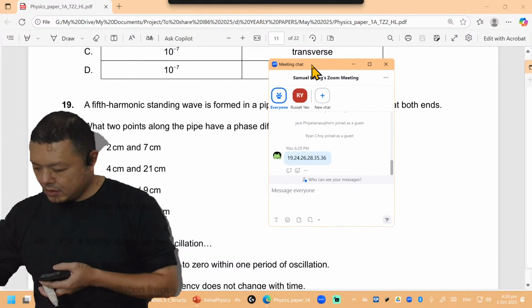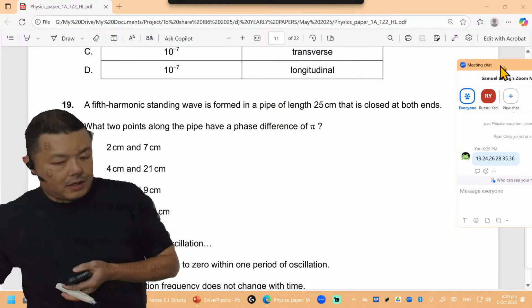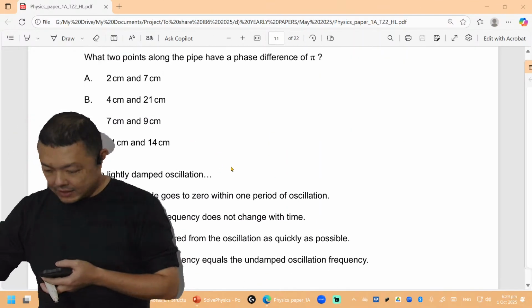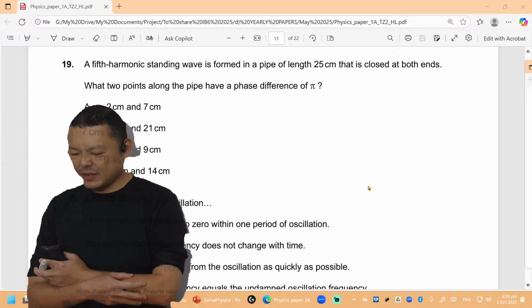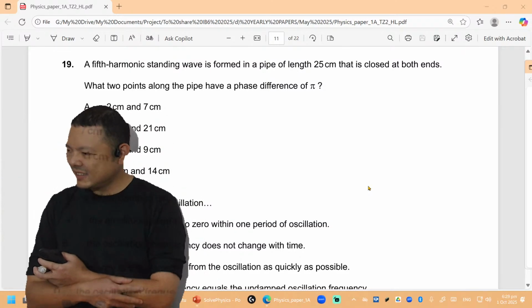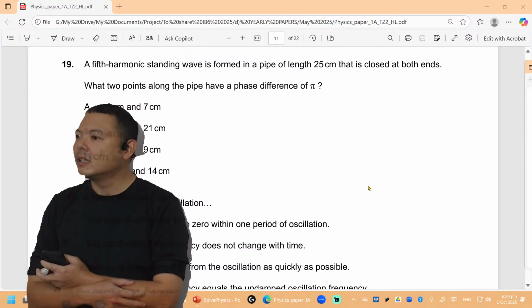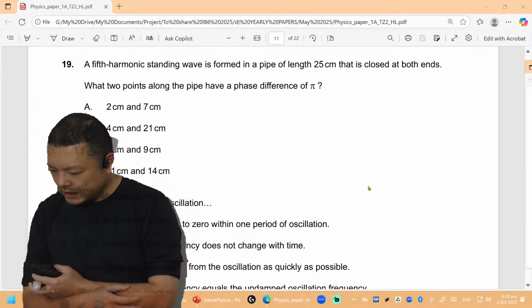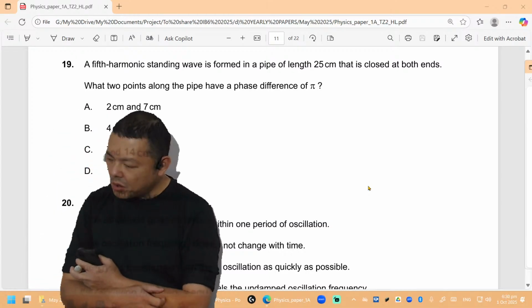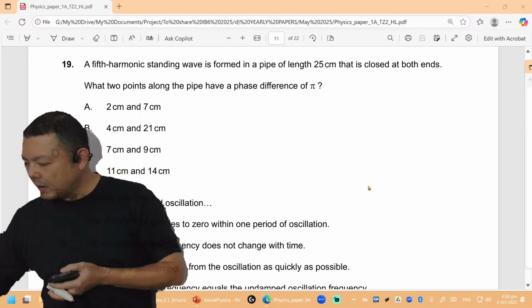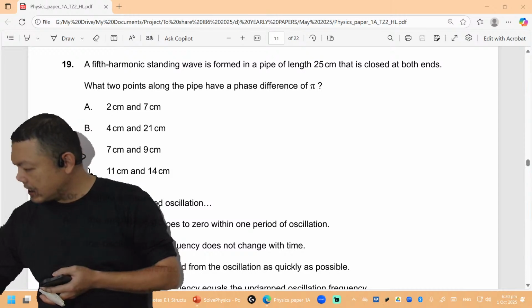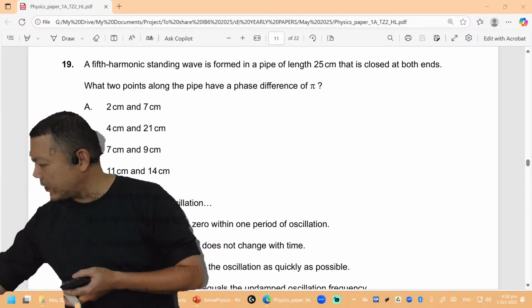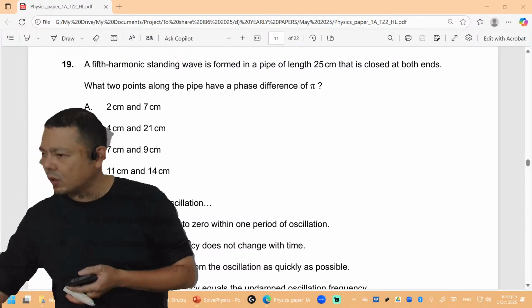Okay, so, right, this one here. Alright, let's go. 19 first. Both ends closed. Right? Both ends closed. Hang on, how does a harmonic look then? What's the significance of having both ends closed?